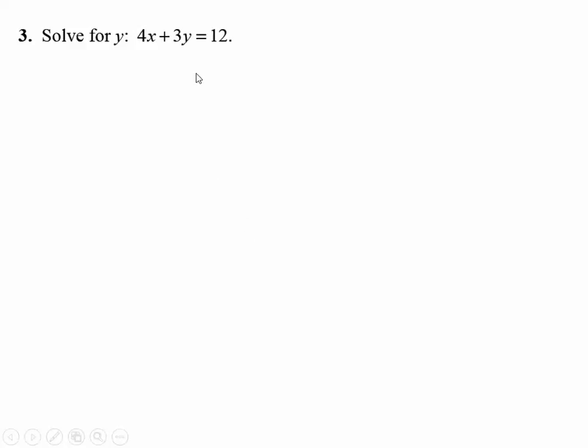Now we're going to solve for y. So think of the y value. That's the one you want to solve for. Everything else has to go to the other side. That's kind of the way you want to think about it here. So I'm going to subtract 4x because that will get rid of the 4x on this side.